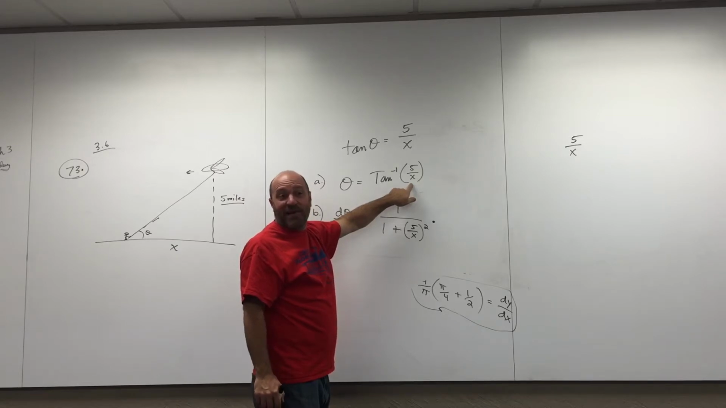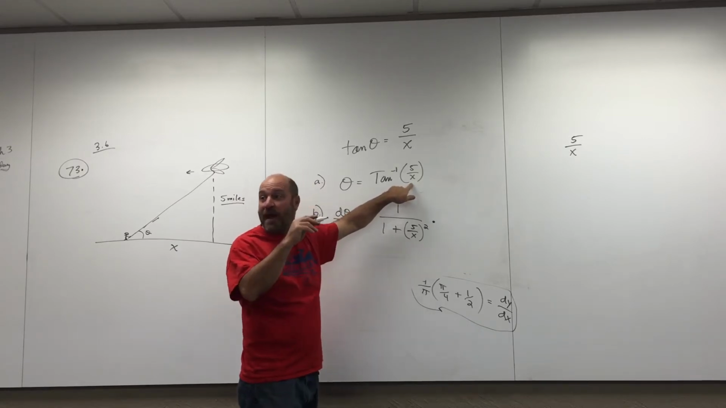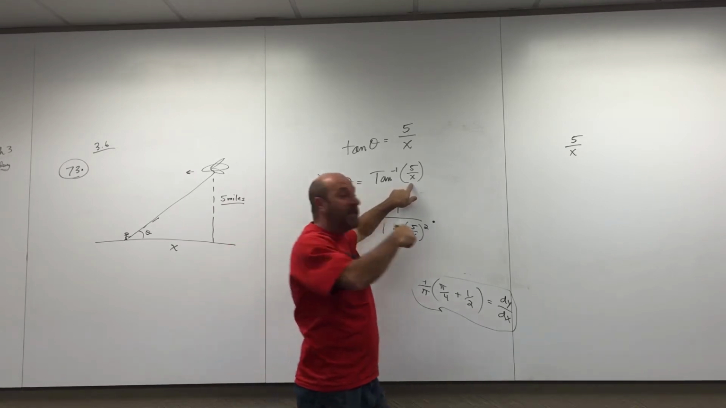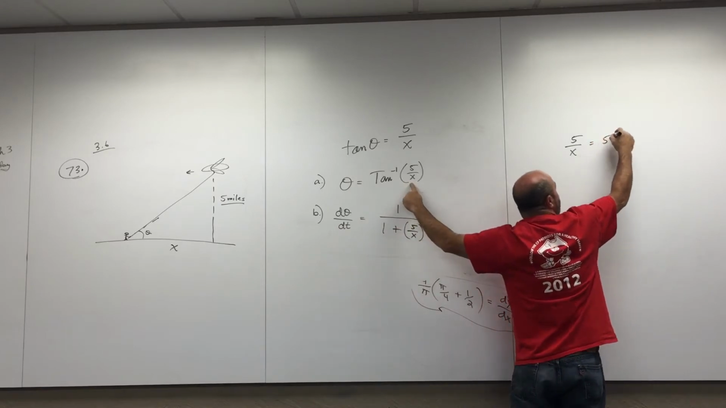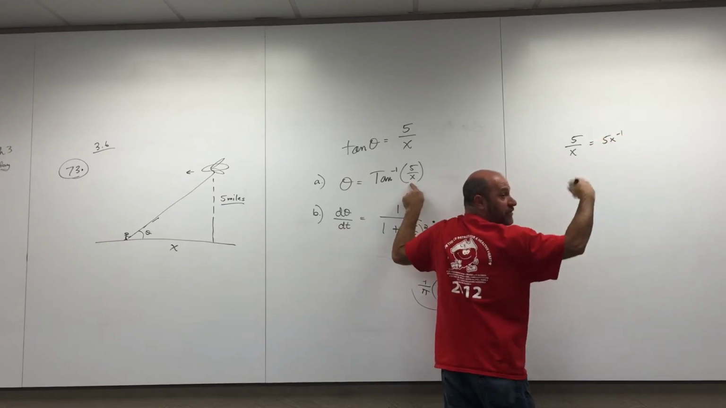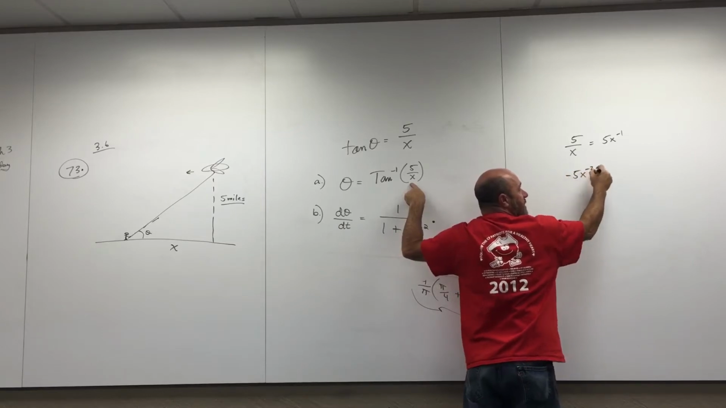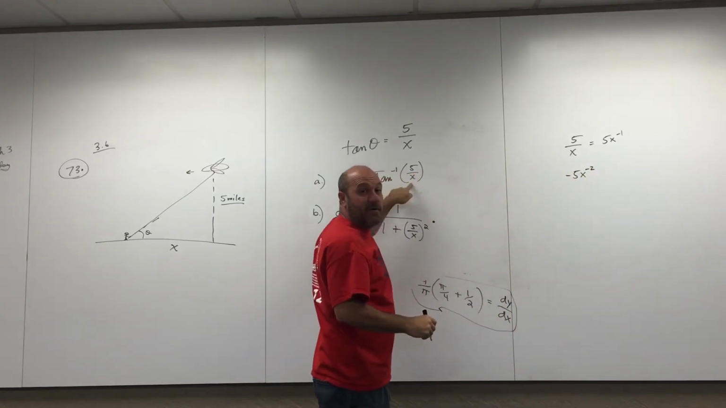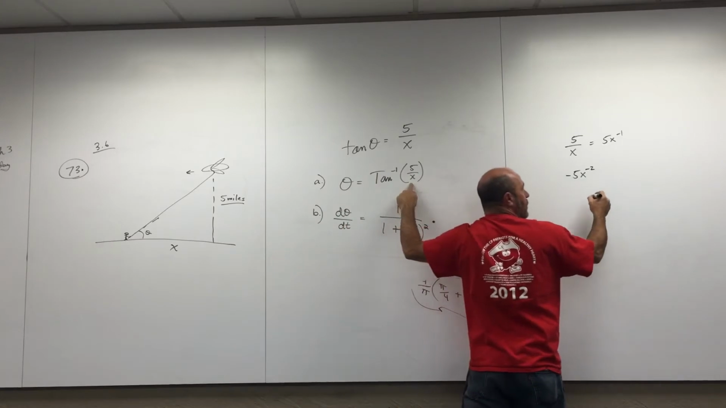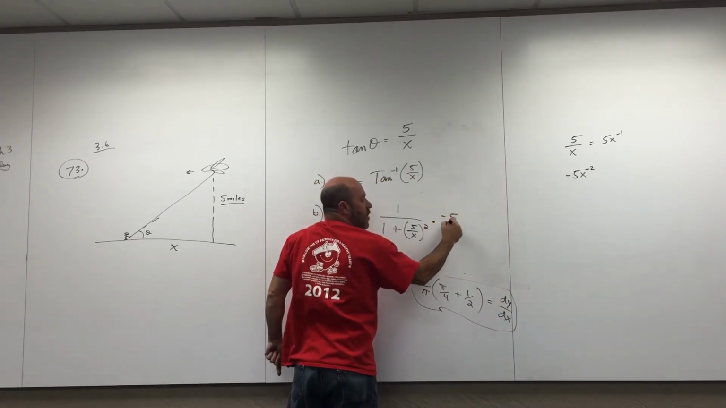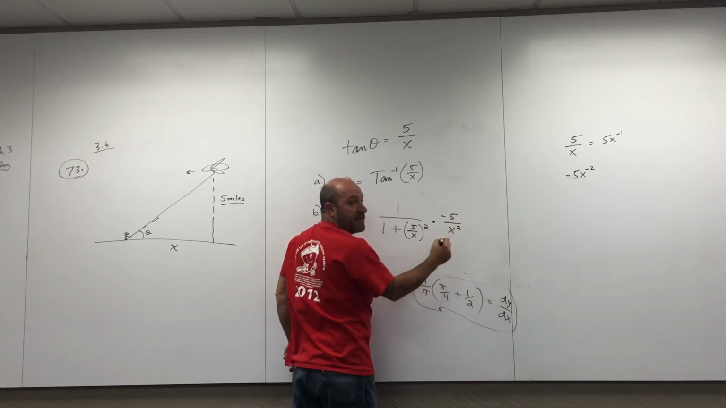I don't really do a quotient rule, although it would work. I just move the power. It's just a power rule, but you got to move it up and do a power rule. You got to make it 5x to the negative 1, and then when you do the derivative, it's negative 5x to the negative 2. That's the derivative. Negative 5 over x squared, you could say.